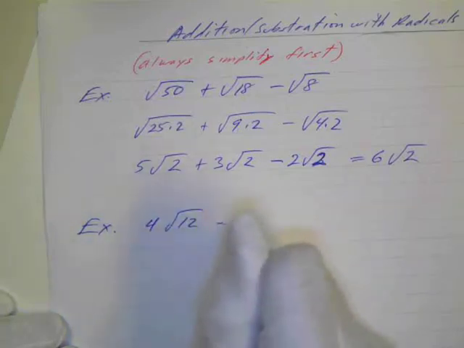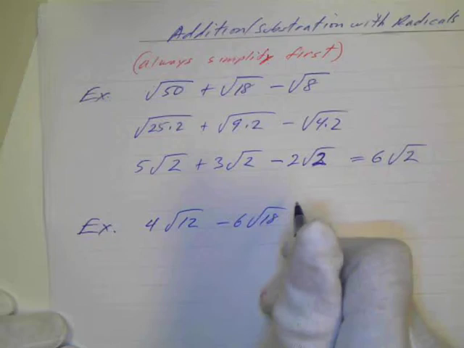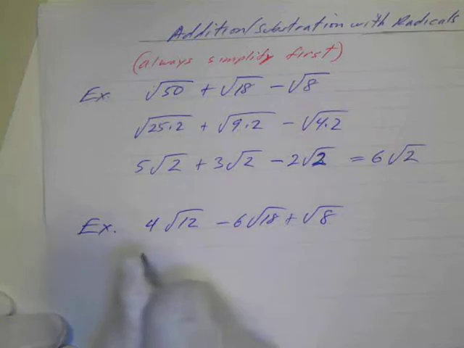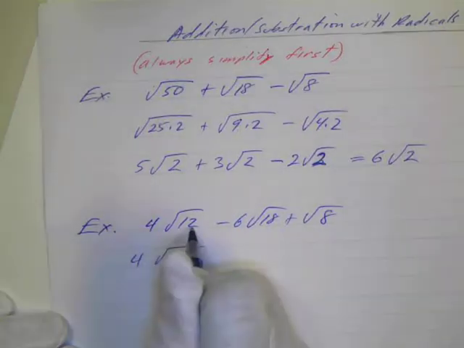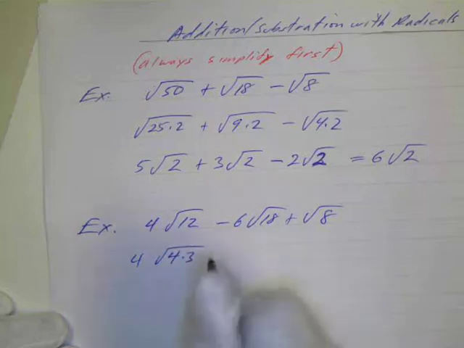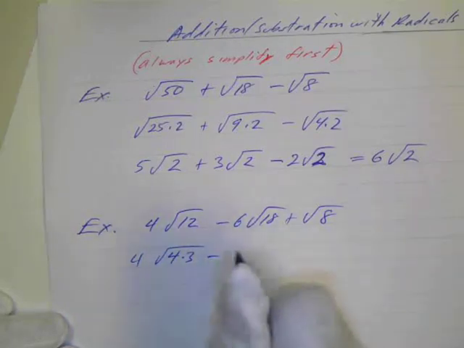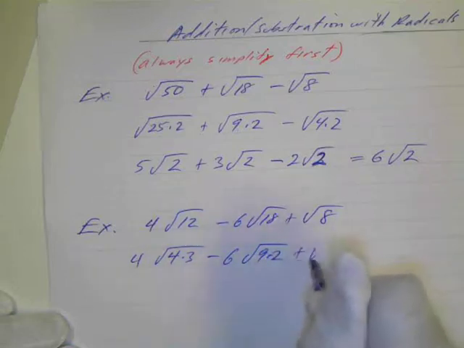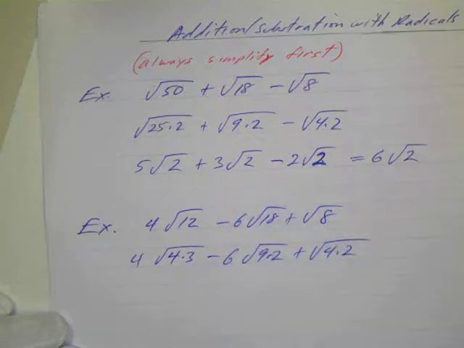Four times the square root of 12 minus 6 times the square root of 18 plus the square root of 8. This is kind of similar. This is the same thing as 4 times the square root of 4 times 3. It's 12, minus 6 times the square root of 9 times 2 is 18, plus 4 times the square root of 2. Well, this won't be the same.